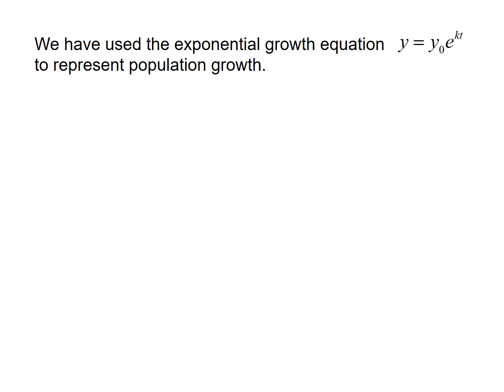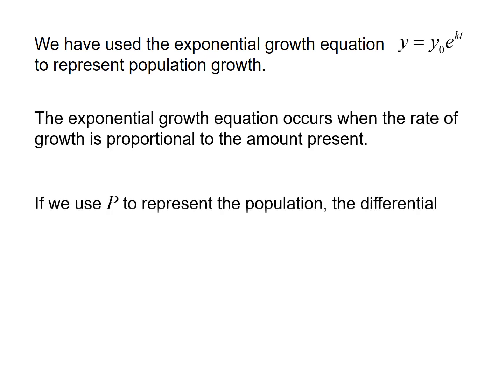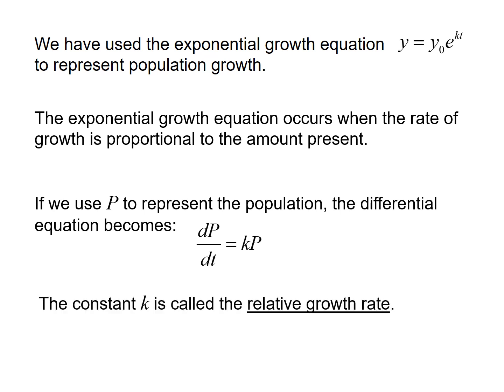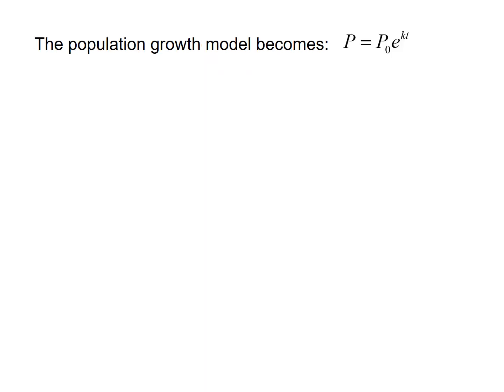Okay, so we've seen exponential growth using this equation right here. And if we just change the variables, since we're going to be talking about populations, we're going to use the variable p instead of y, but it's the same thing. So we have the differential equation dP/dt equals kP, meaning the rate of growth of that population is proportional to the amount present. And that gives us P equals P sub 0 e to the kt. That's exponential growth for the population.